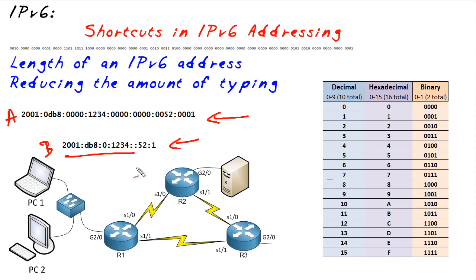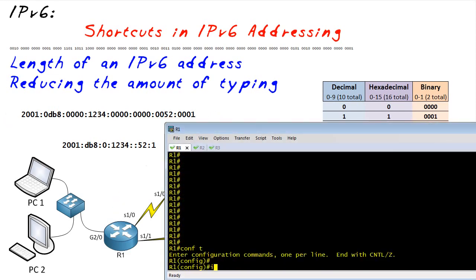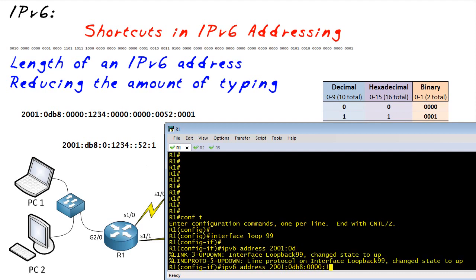As an example, let's configure a loopback interface on R1. We'll plug in the full address just as an exercise and then take a look at the results of what's in the running config to see the shortcut version of that same exact IP address. At the console of R1 at the command line interface, let's go into configuration mode and create a new logical interface. We'll create loopback interface number 99 and we'll give it that IP address.